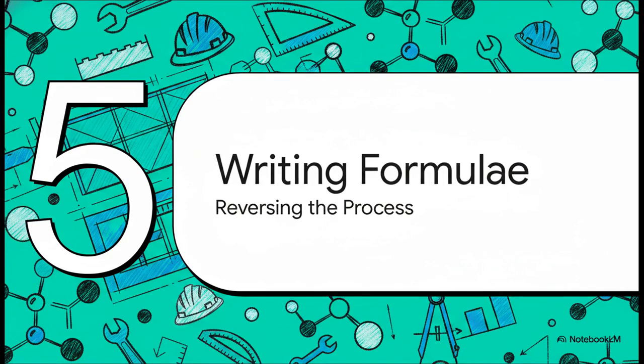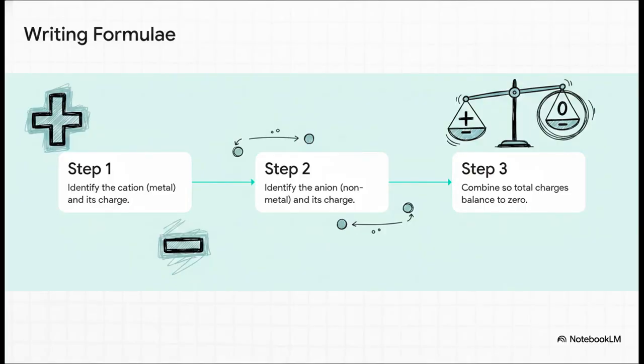Section 5. Writing chemical formula. Reversing the process. All right, we've learned how to read the names. Now we're going to act as the architect and write the molecular nicknames ourselves, completely from scratch. Writing a chemical formula for an ionic compound is essentially a simple three-step balancing act.